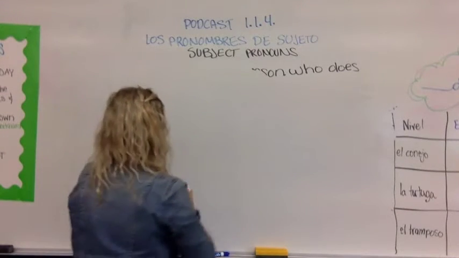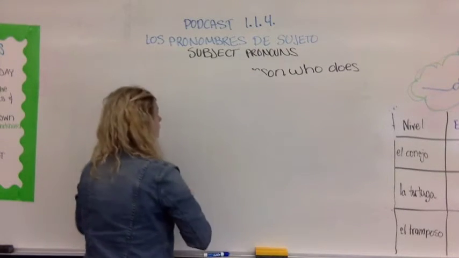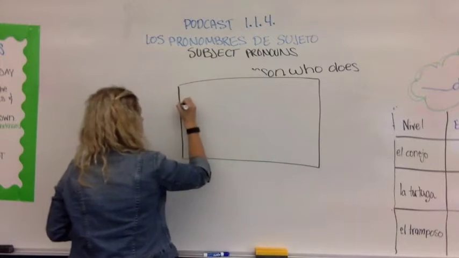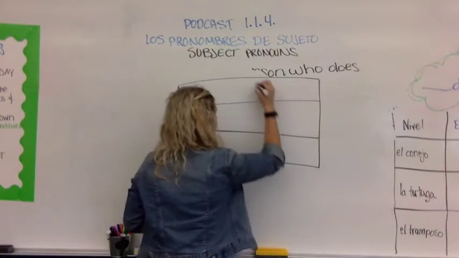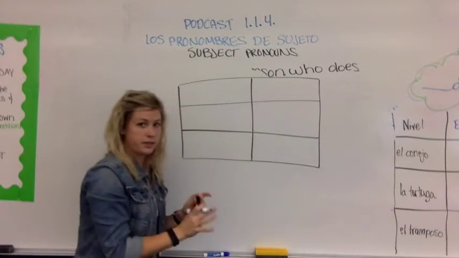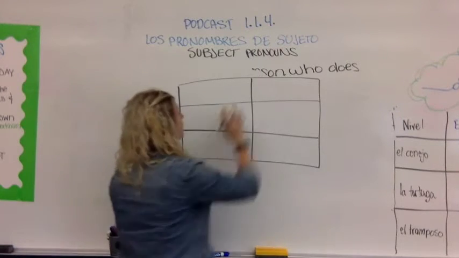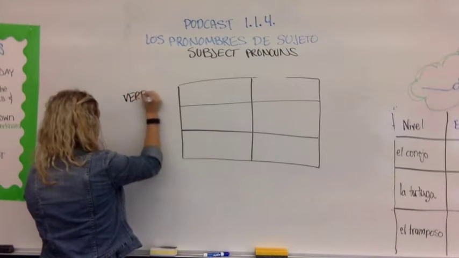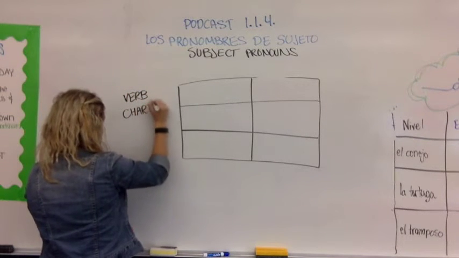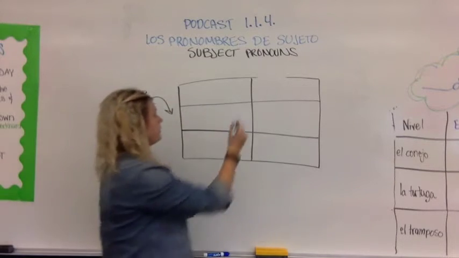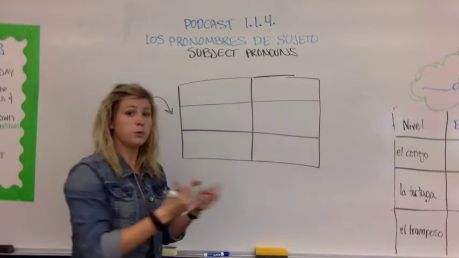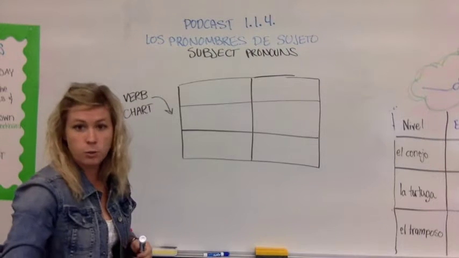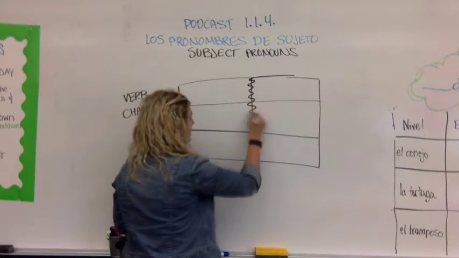I'm going to draw a chart that looks like that on the board here. Okay, get very familiar with this chart because we will use it all through your time here in Spanish. This is called a verb chart. Right now we're using it with subject pronouns so that you know in the future how they will match each verb. So, if you're comparing to what is in your notebook, your glue is right here.